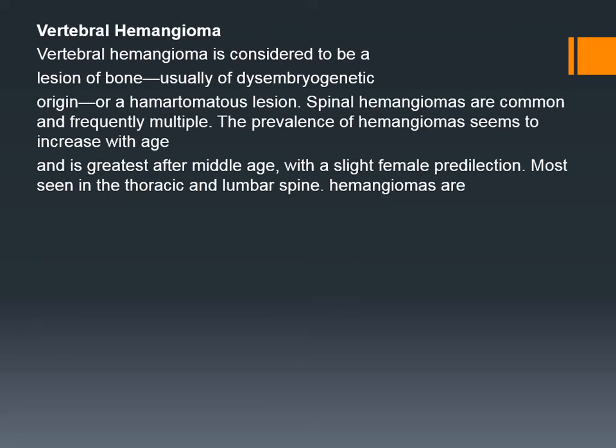Vertebral hemangioma is considered to be a lesion of bone, usually of dysembryogenic origin or a hamartomatous lesion. Spinal hemangiomas are common and frequently multiple. The prevalence of hemangioma seems to increase with age and is greatest after middle age, with a slight female predilection. Most are seen in the thoracic and lumbar spine.